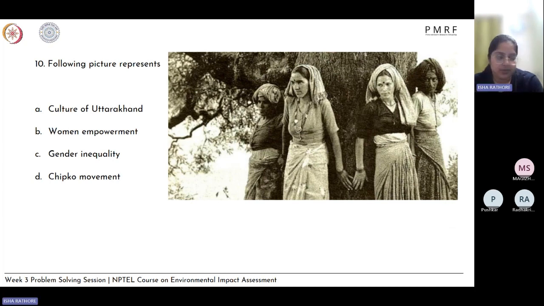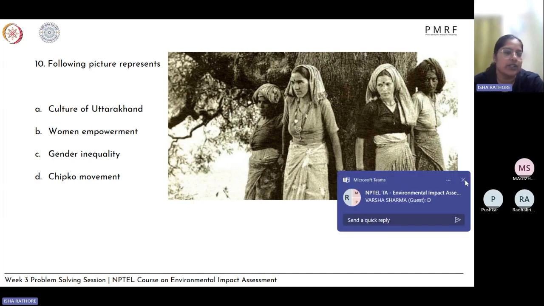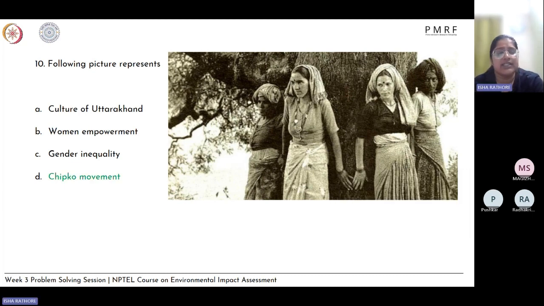So the following picture represents which of the following options? A, culture of Uttarakhand, B, women empowerment, C, gender inequality, and D, Chipko movement. So a lot of D's coming in. So D is the correct answer.